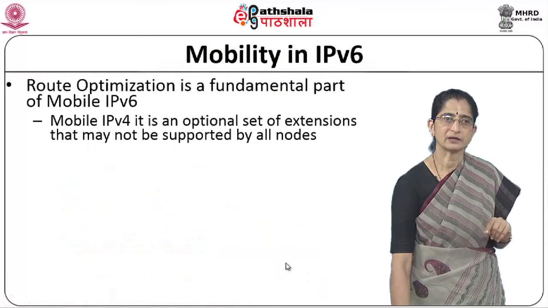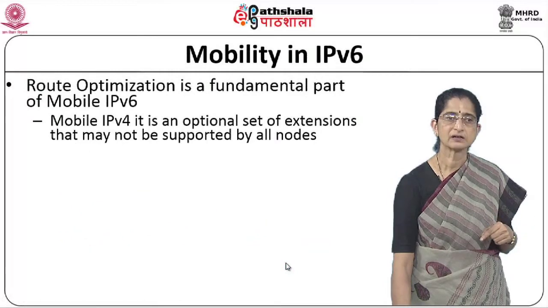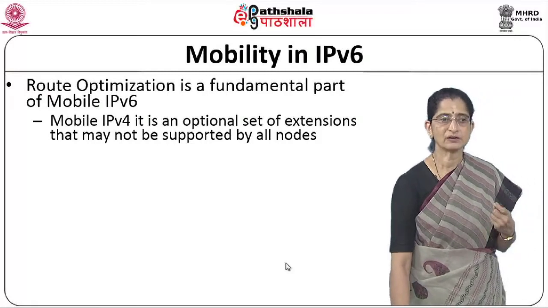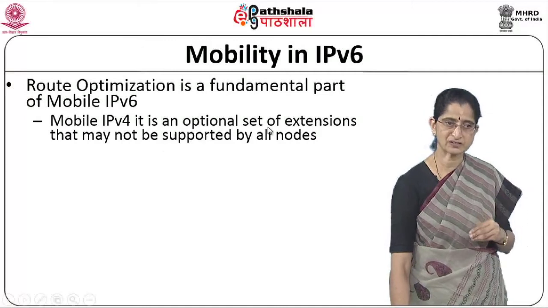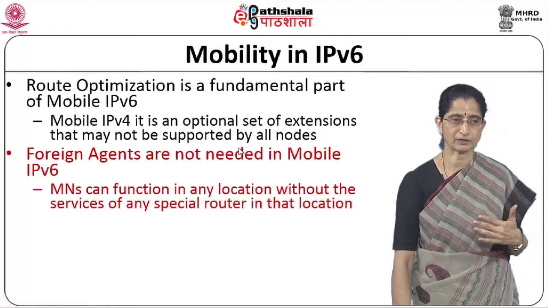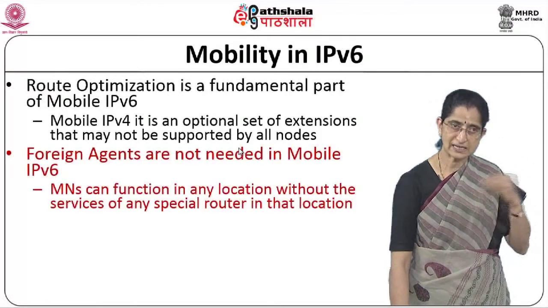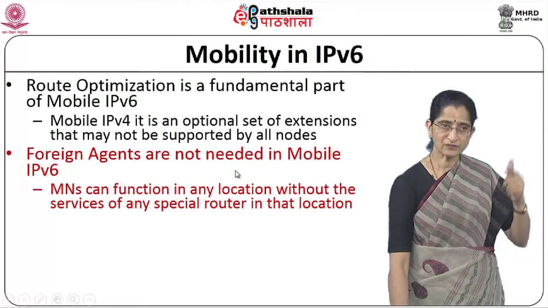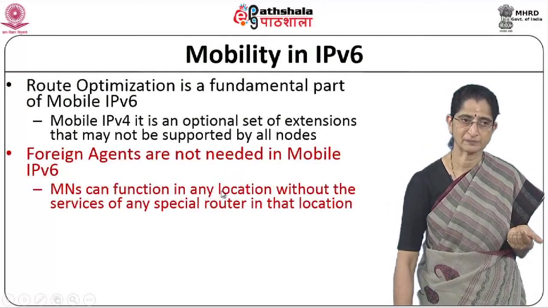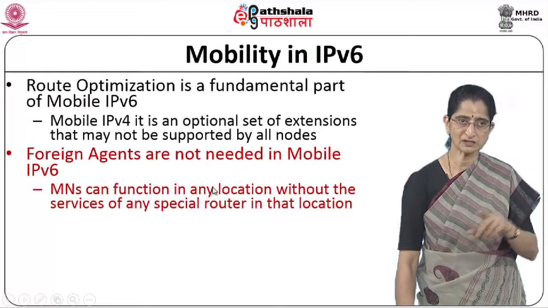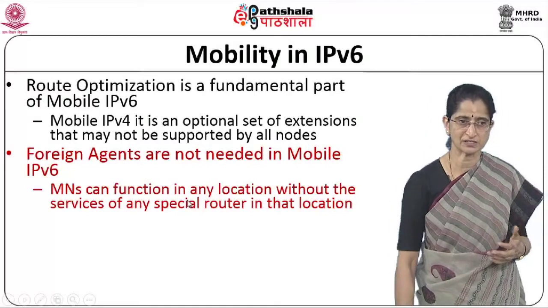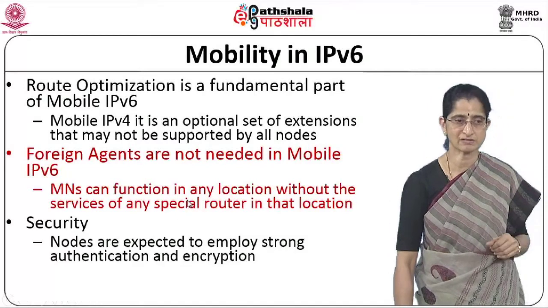And we have support for mobility in IPv6, because route optimization is almost a fundamental part of mobile IPv6. Now, in IPv4, we have an optional set of extensions that may not be supported by all nodes, but in IPv6 it is a default. And we do not need foreign agents as such in mobile IPv6, because the way IPv6 addresses are assigned is irrespective of the location. So, mobile nodes can function in any location without the services of any special router in that location. So, IPv6 has a natural support for mobility. That becomes an added advantage when we move to IPv6 networks.